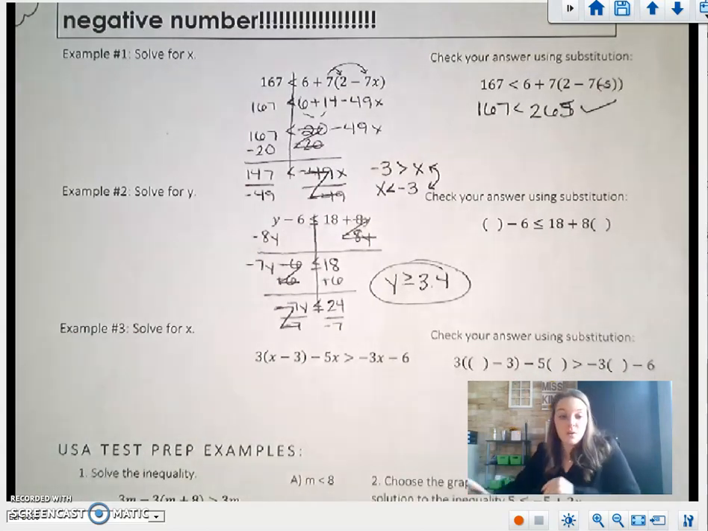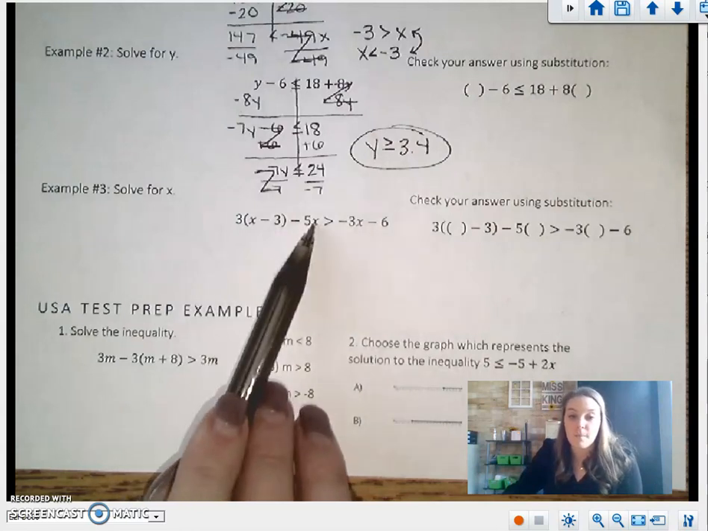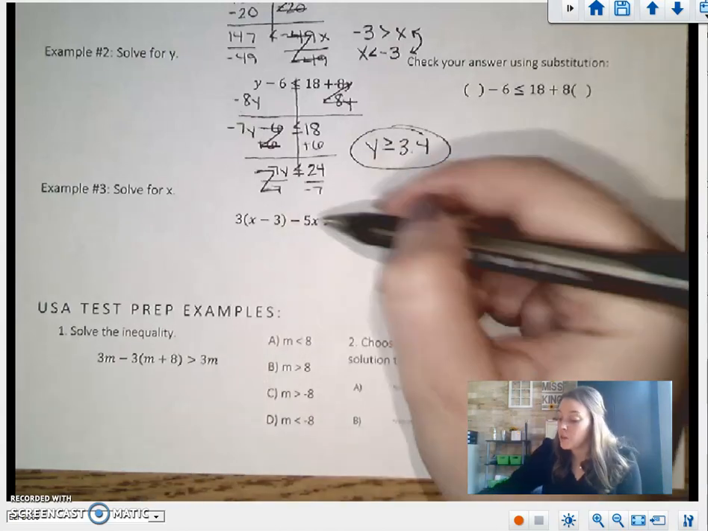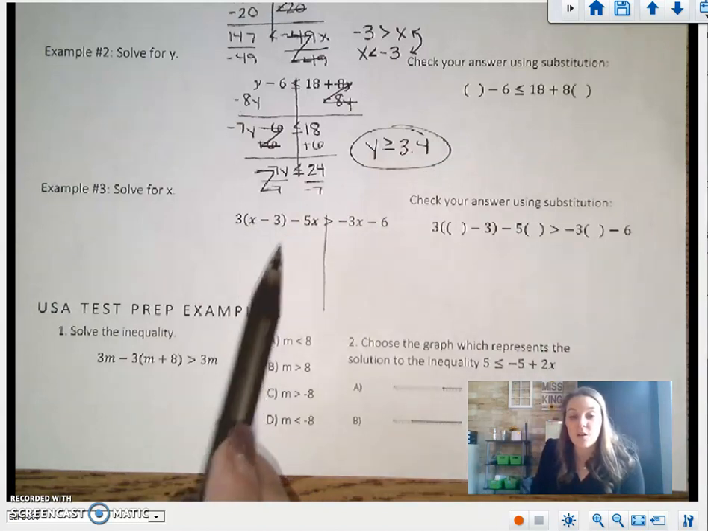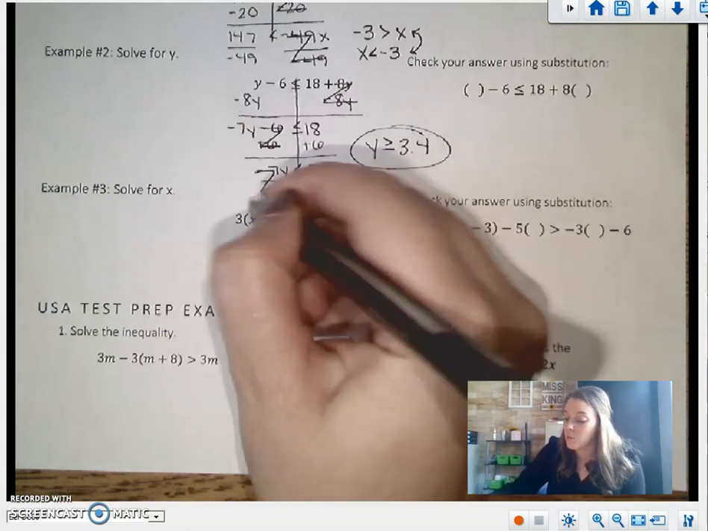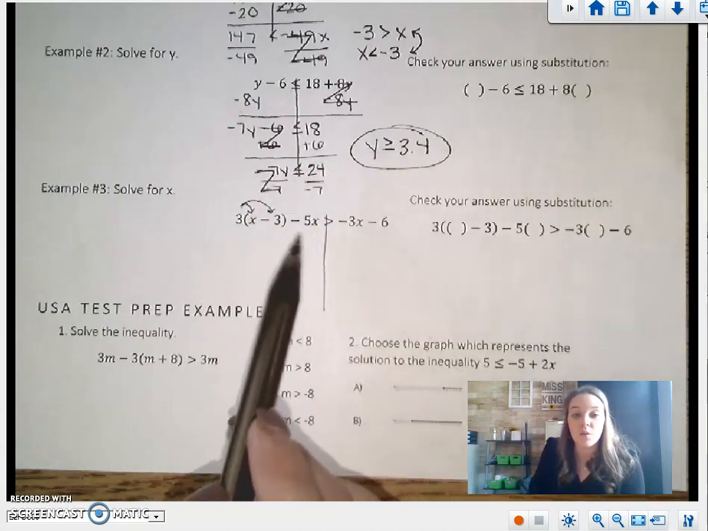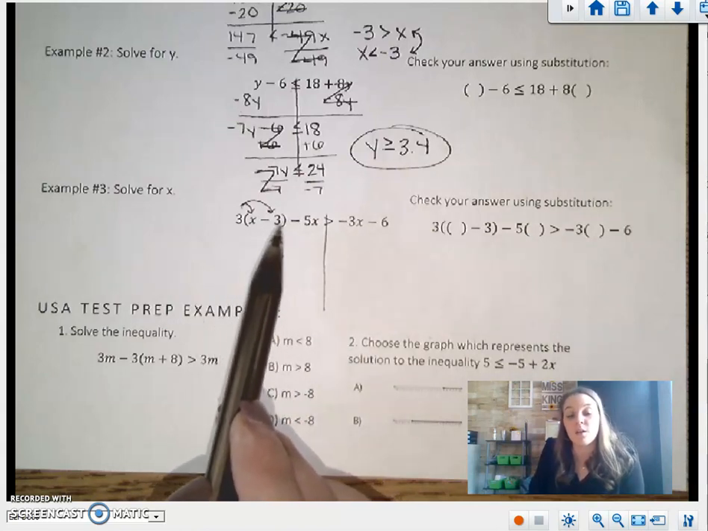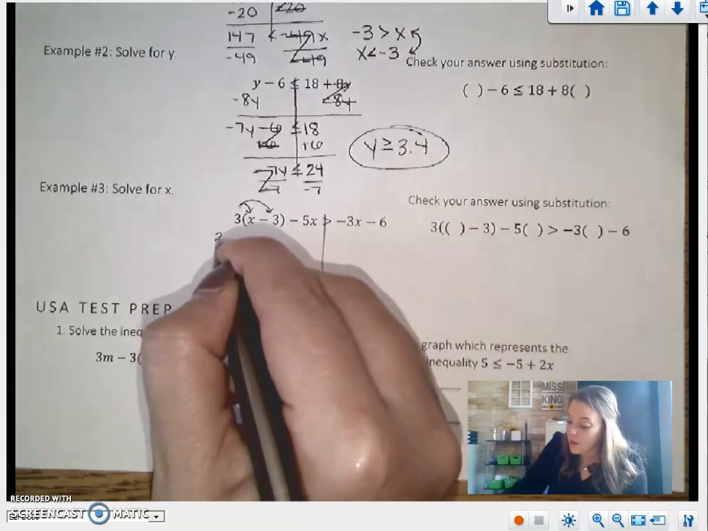Okay, let's do example number 3, and then we'll do some USA test prep examples. So example number 3, we have 3 times the quantity x minus 3 minus 5x is greater than negative 3x minus 6. So when I draw my line down my inequality symbol, the first thing I notice on the left-hand side is I can distribute. So I'm going to distribute this 3 just to what's inside the parentheses.